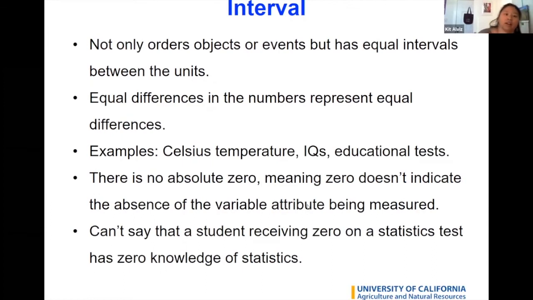And then intervals, they order objects or events, but they have equal intervals between the units. The equal differences in the numbers represent equal differences. Examples are Celsius temperature, IQ tests, educational tests. In this case, there's no absolute 0. 0 doesn't mean the absence of something. When it's 0 degrees outside, it doesn't mean there's no temperature. It means it's very cold. You can't say that a student receiving a 0 on a statistics test has 0 knowledge of statistics.